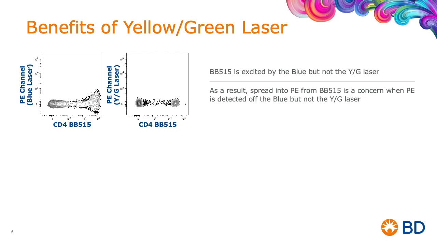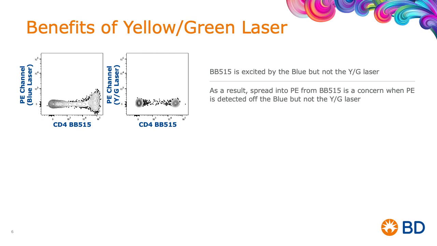Another laser out of the 5 laser configuration that I'd like to talk to you about is the yellow-green laser. The yellow-green laser can be used to detect fluorochromes like PE, PerCP-Cy5.5, and PE-Cy7. They can conventionally be detected on the blue laser, but now we can offset them on the yellow-green laser to minimize the overcrowding of the blue laser line.